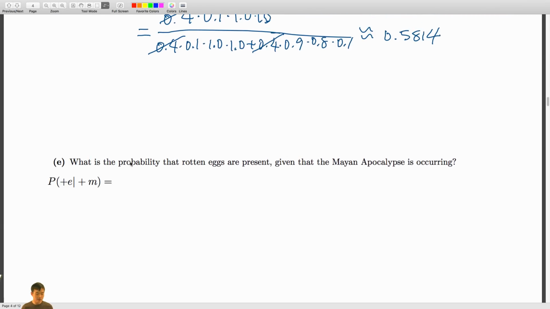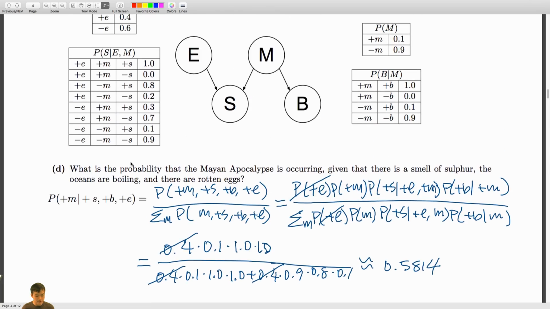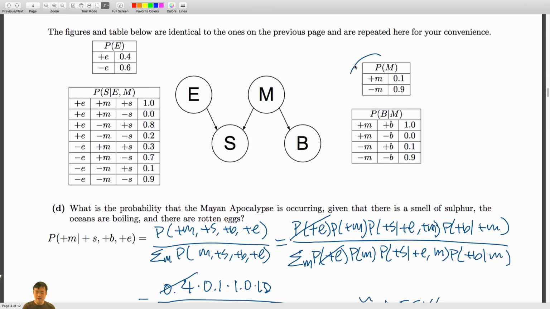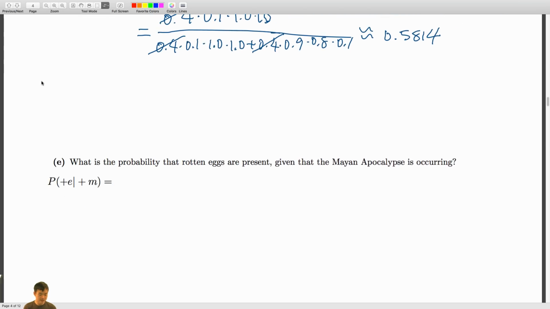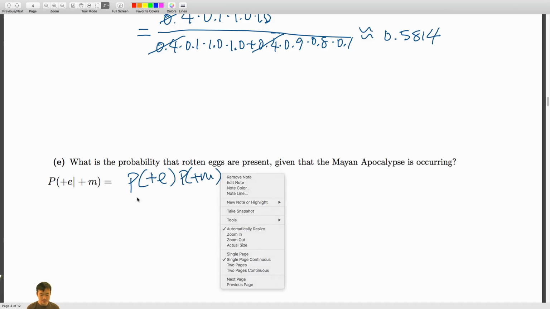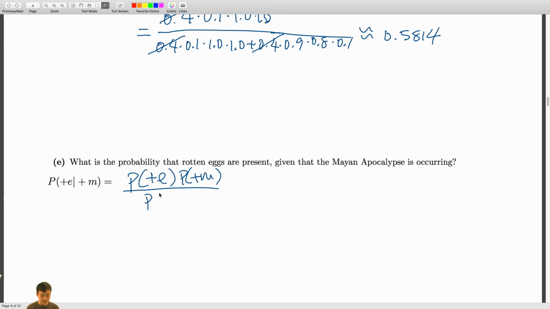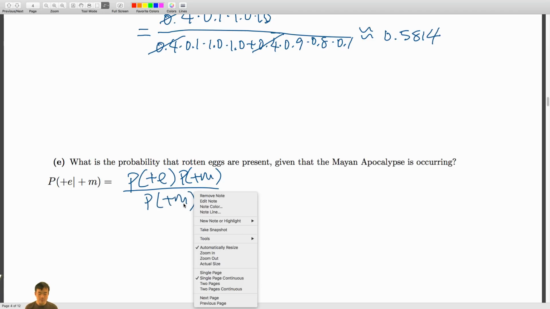Okay, for the final part, we're going to compute the probability of +e given +m. For this part, we notice that we have individual tables for +e and for +m. So we could basically join these and divide by m. This might seem weird to you, and we can think about why later. This is equal to the probability of +e times the probability of +m divided by the probability of +m, by Bayes' rule.